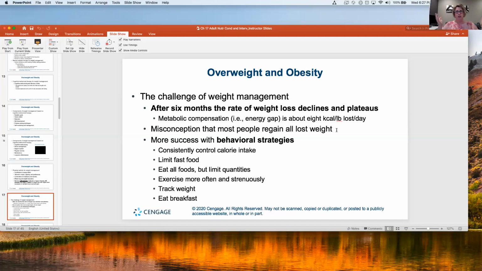But if you forget to check your bank account, you just got paid and you go on a spending spree, and then you go to check your bank account and you're like, oh, I don't have any money. It's that same concept here. And then again, more success with these behavioral strategies. So consistently controlling the calorie intake is really good for them, and understanding and watching and helping them get to that place where they can do it on their own.